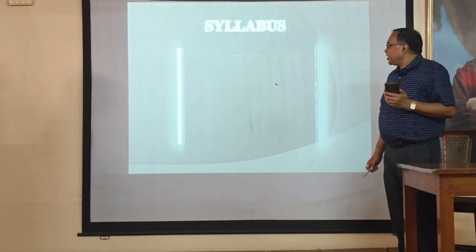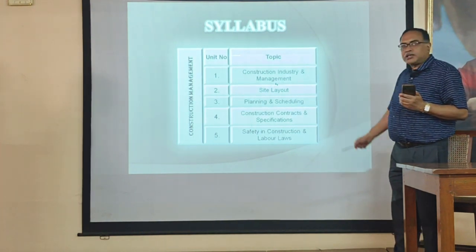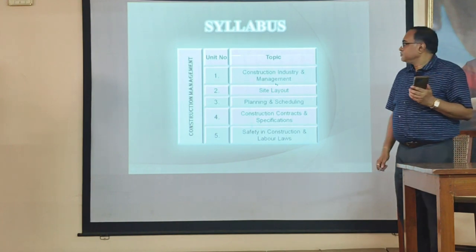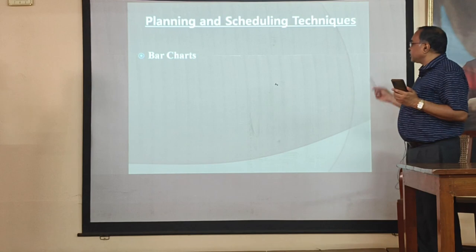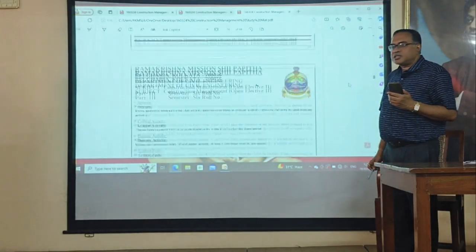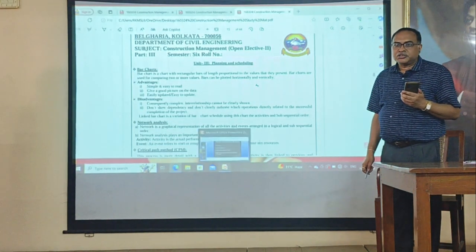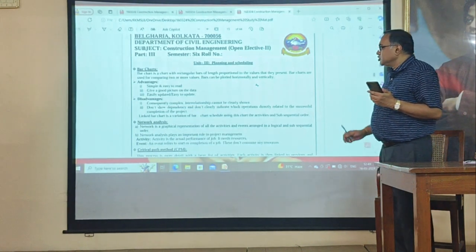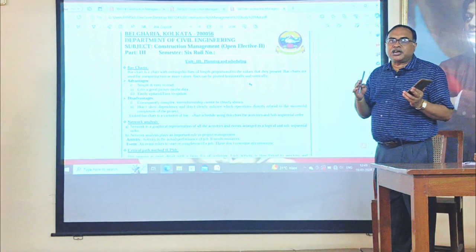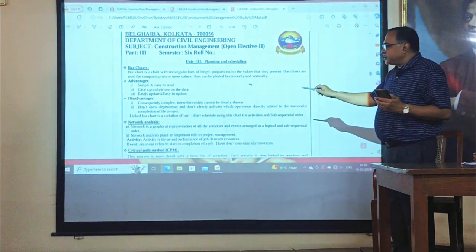Today, we shall cover the third unit of construction management paper, that is planning and scheduling, mainly some technical terms and three numerical problems. Planning and scheduling techniques, first bar chart. In our study materials, we have already studied different technical terms, their advantages, disadvantages. We are studying these technical terms swiftly so that we can get overall knowledge on bar chart. Bar chart is basically a chart in rectangular form. It may be horizontal or vertical. Definitely, it has some advantages and disadvantages.